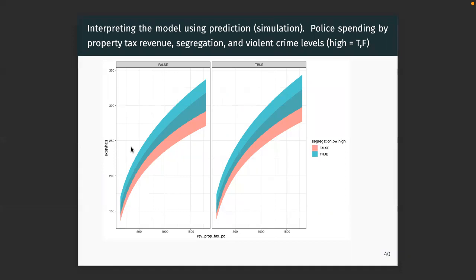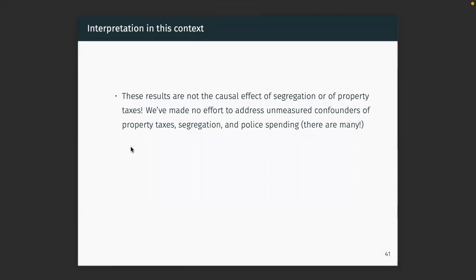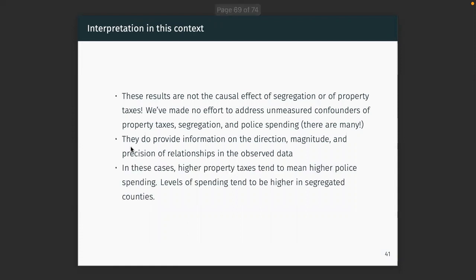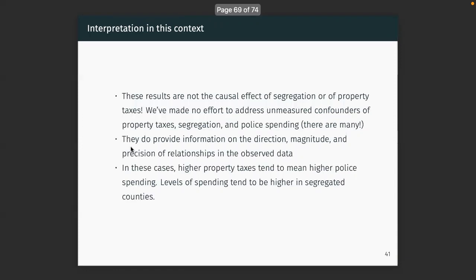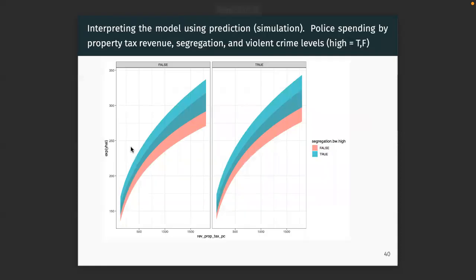So we can still learn a lot from predictive models, right? We just don't necessarily learn the precise impact of a change, right? That's something we need to design for. The confidence intervals provide us with information about the precision of those estimated relationships. So in this case, we don't have a ton of certainty in the segregation impact, right?